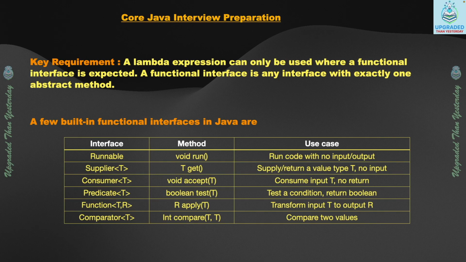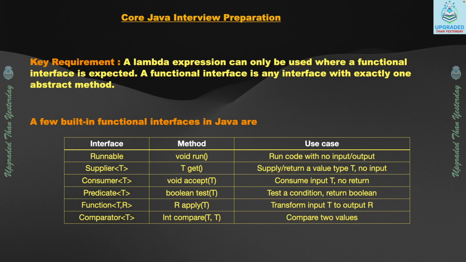As mentioned, a lambda needs a functional interface. Java provides several built-in functional interfaces in the java.util.function package. For example, Runnable has run method, takes nothing, returns nothing. Supplier has get method, takes nothing but returns a value. Consumer has a method accept, takes a value but returns nothing. Predicate has test method, takes a value and returns a boolean. Function has a method apply, takes one value but returns another. Comparator has compare method which takes two values and returns an integer.